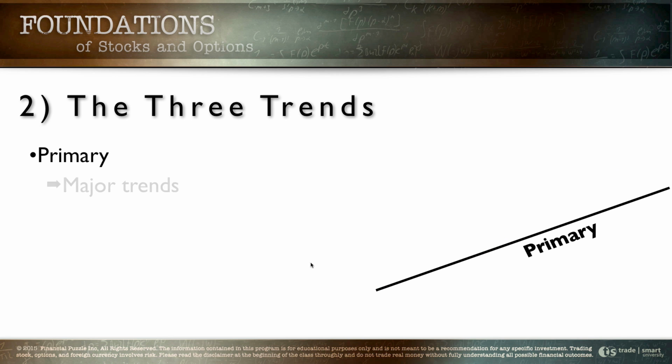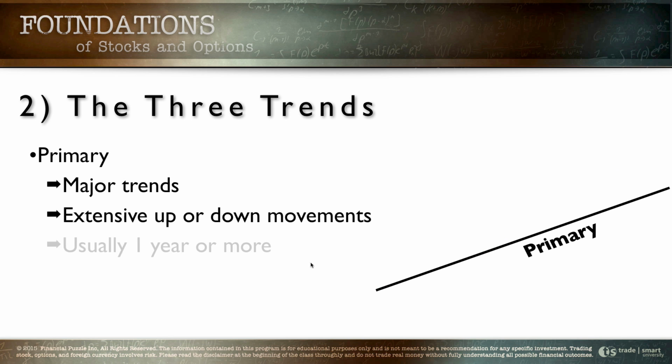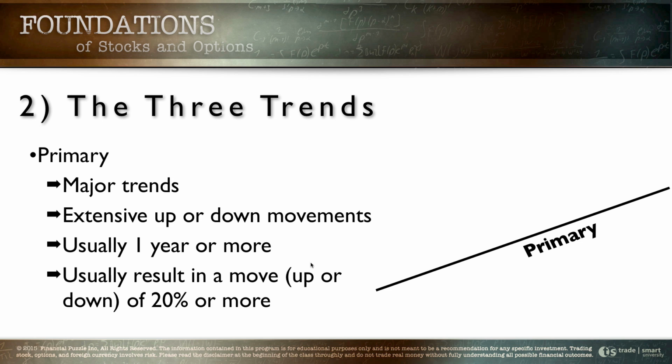The primary trend is the big picture trend. This is the trend that's going to go on a daily chart for at least a year or more. It's the major trend. It's going to involve extensive up movements and extensive down movements. And again, it's going to last, generally speaking, at least a year or more.